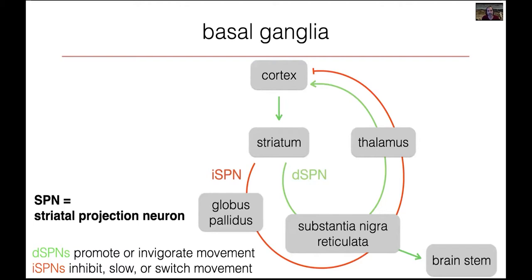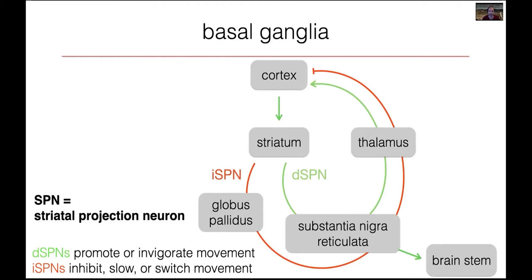The activity of the direct pathway neurons is thought to promote or invigorate movements and also signal that something good has happened. The direct pathway is opposed by the indirect pathway, which makes an additional synapse through the globus pallidus. And because there are three synapses now between the indirect pathway and the thalamus, the net effect of this pathway is to inhibit the thalamus and withdraw excitation from cortex. And the activity of the indirect pathway is thought to inhibit, slow, or switch movements and to signal that something bad has happened.